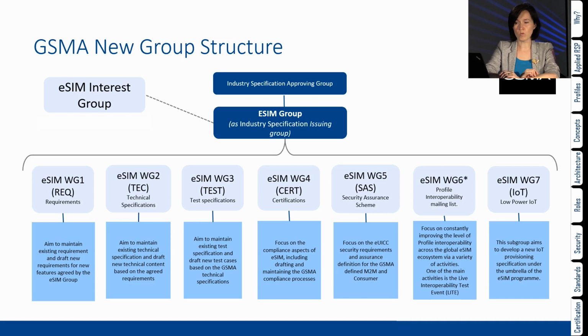And this group was responsible, existing as a mailing list basically, and meeting at the interoperability tests, to focus on constantly improving the level of profile interoperability across the global eSIM ecosystem by a variety of activities. Then we have nowadays the working group 7.